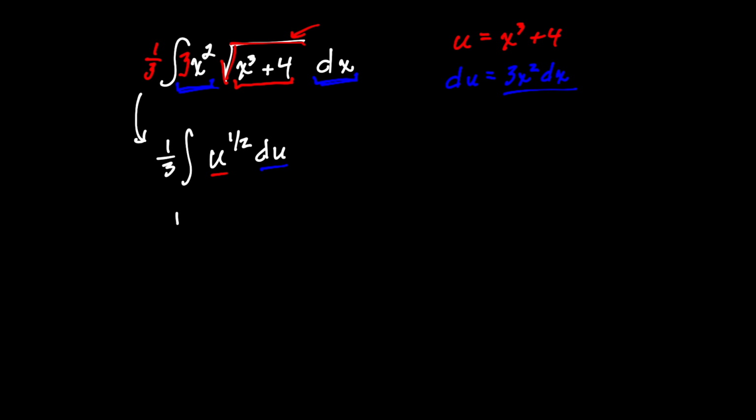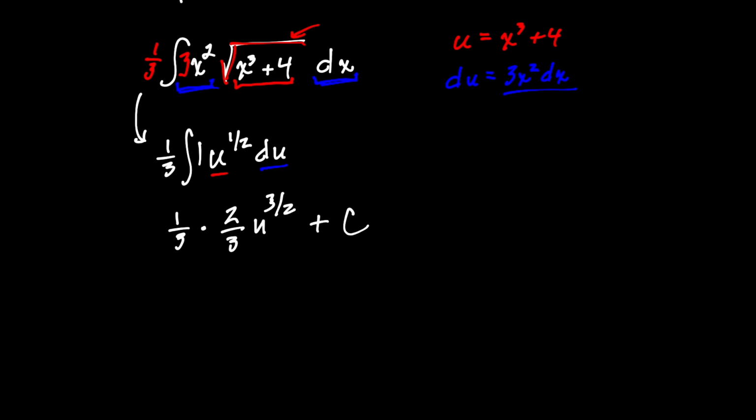So that gives me 1/3 times, let's see, 2/3, because this is going to go to u to the 3/2. So 1 divided by, let's see, 3/2 is 2/3, and check it, 3/2 times 2/3, that gives us the 1. So the last thing we have to do is add our constant of integration. So that would be plus c.